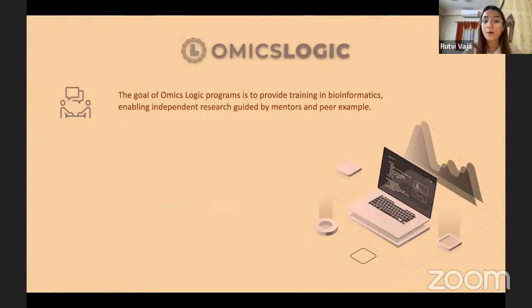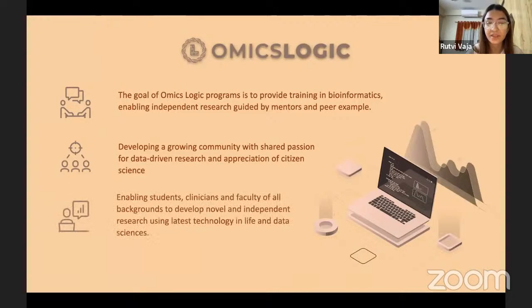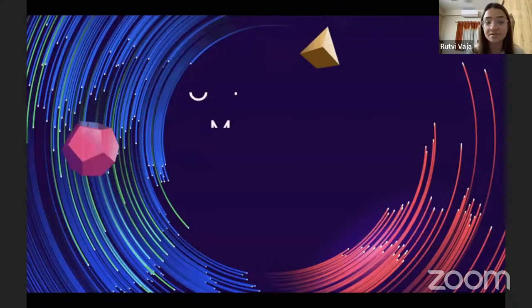The main goal of OmicsLogic company is to provide training in bioinformatics, and this helps students to enable independent research, which is obviously guided by mentors and peer examples. We are creating a developing and growing community with a shared passion for data-driven research and appreciation of citizen science. We help students, clinicians, and faculties of all backgrounds to develop novel and independent research projects using the latest technology and bioinformatic tools in the current data science industries.